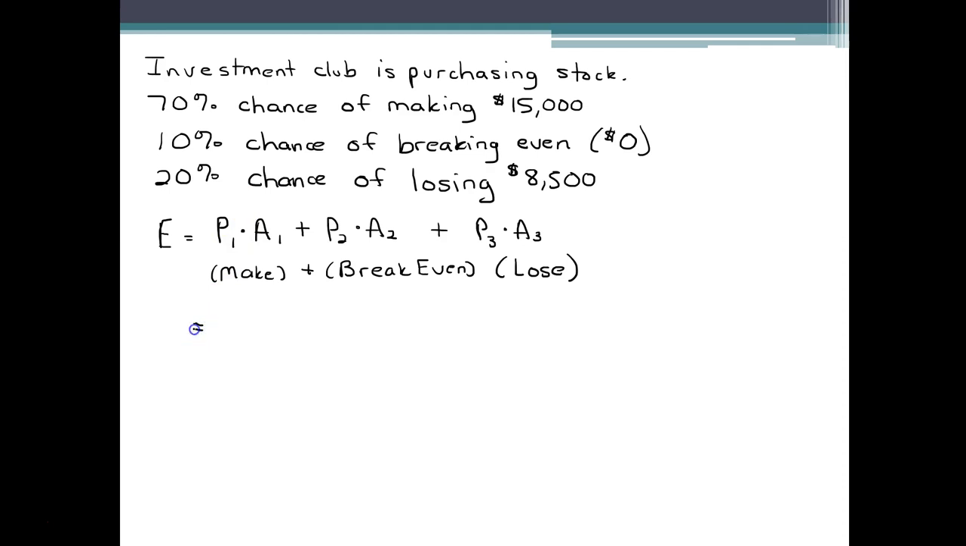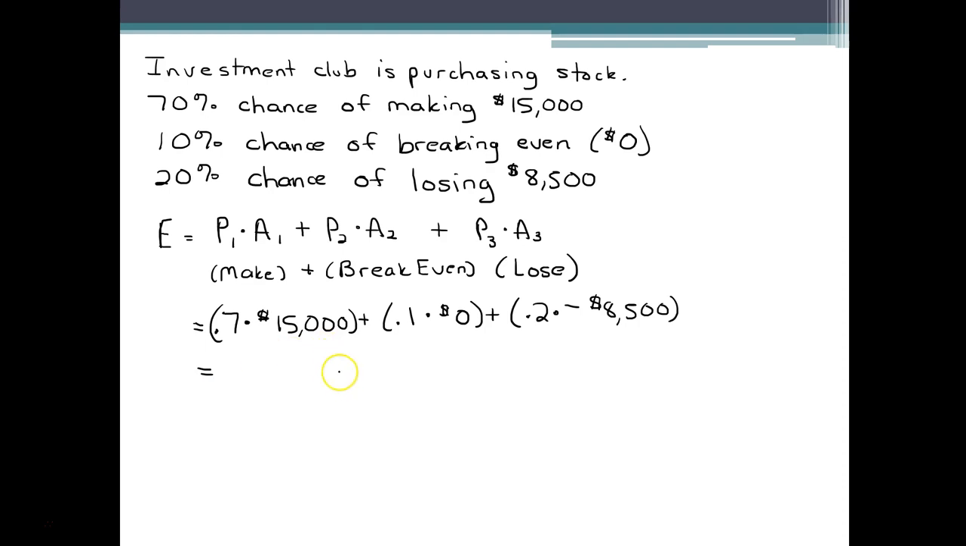Okay, so making money, 70% chance, that's 0.7, and then you would make $15,000. Breaking even is a 10% chance, that's 0.1 times $0. And then losing money is a 20% chance, so 0.2, and then you're losing, so negative $8,500. So let's see what we have here. 0.7 times 15,000, we're going to have positive $10,500 on that one. Anything times 0 is 0 on that breaking even one. And then negative $1,700 on the losing one.